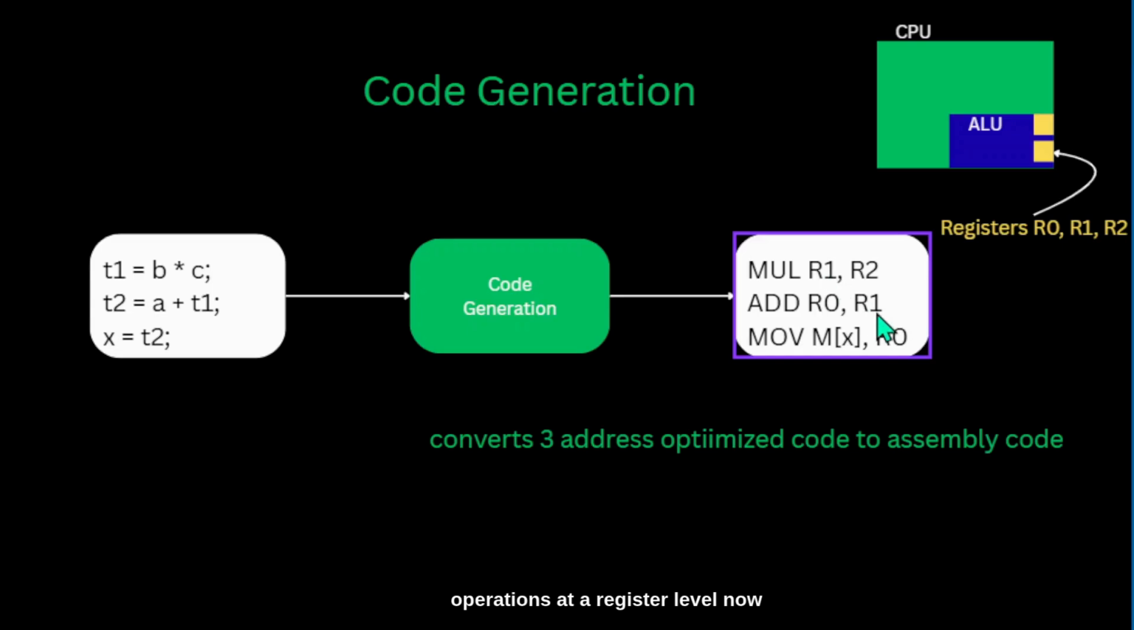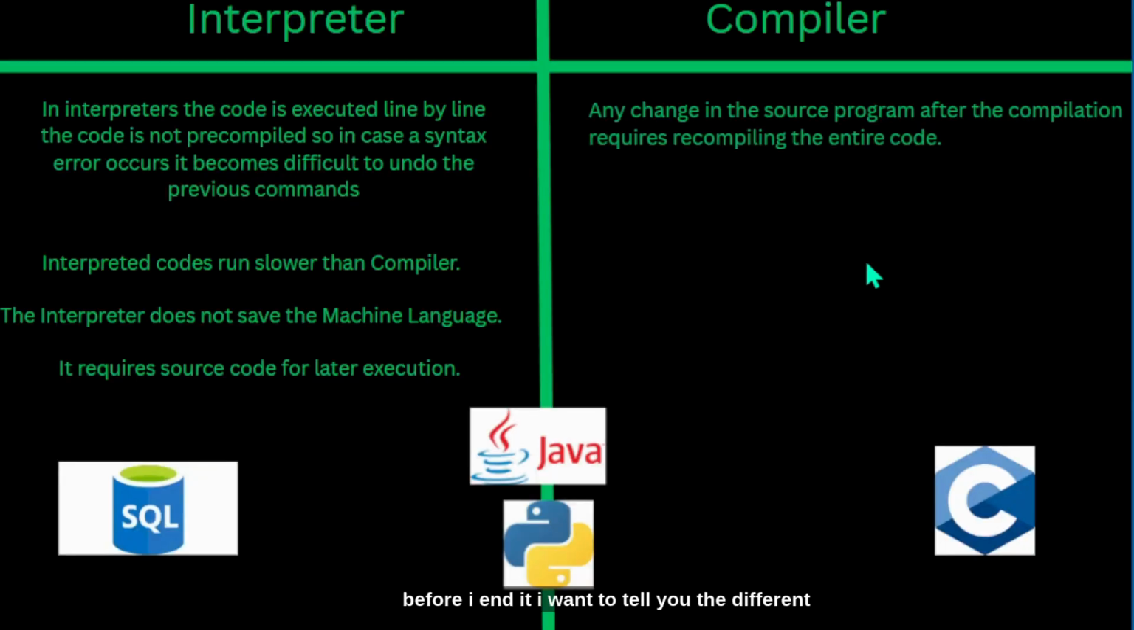Now, before I end it, I want to tell you the difference between a compiler and an interpreter. Because knowing the difference is critical to know what we are building, and it is also asked in most interviews. In interpreters, the code is executed line by line. The code is not precompiled. So, in case a syntax error does occur, it becomes difficult to undo the previous commands. A few examples are SQL, and then there's Lisp.